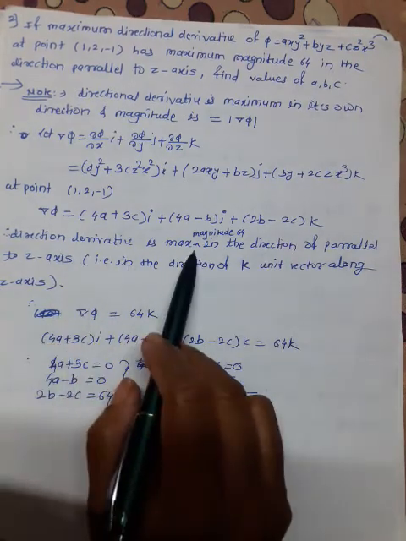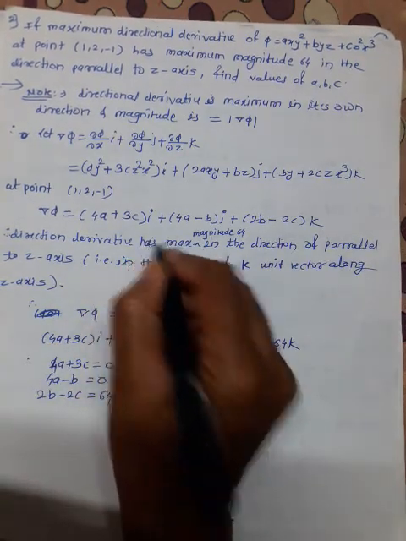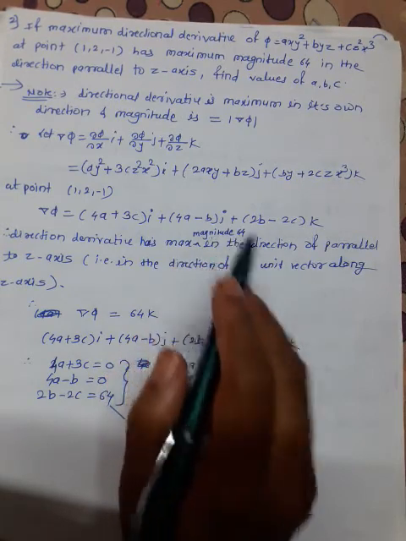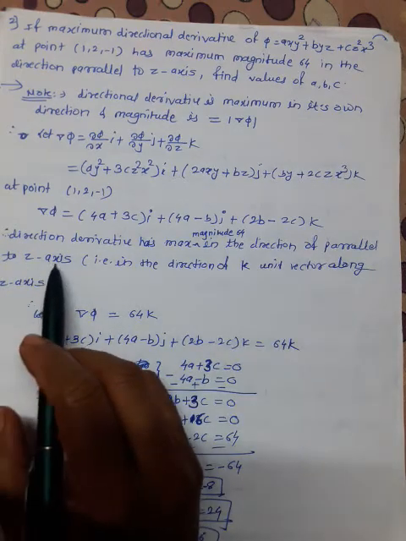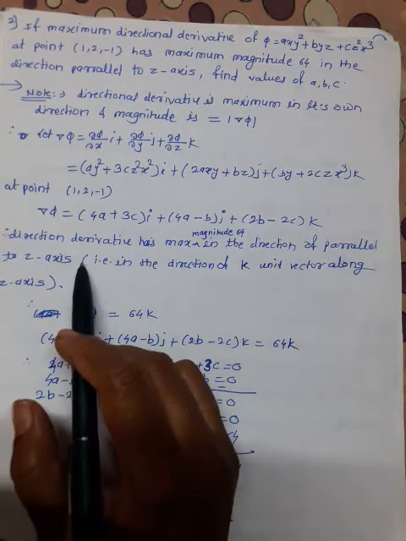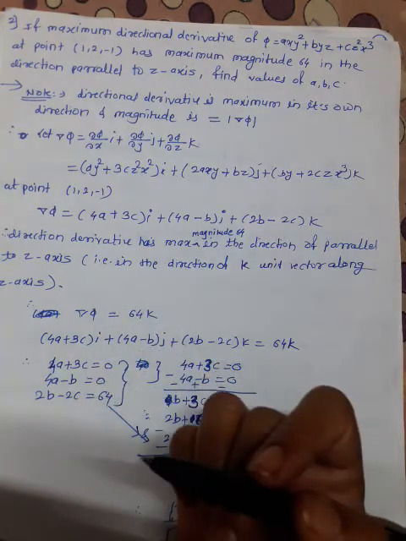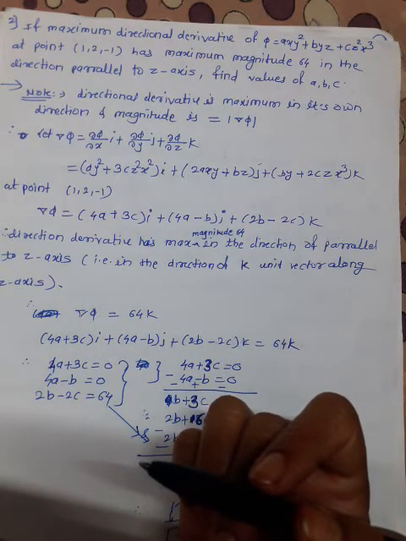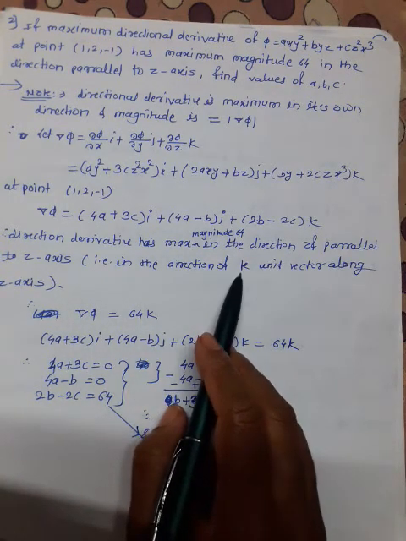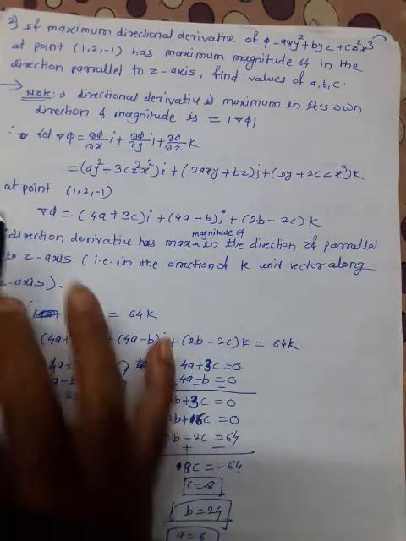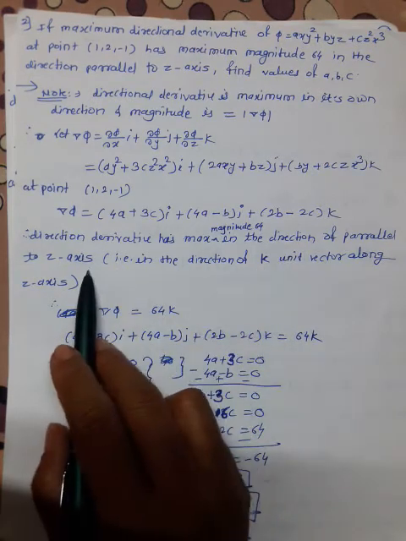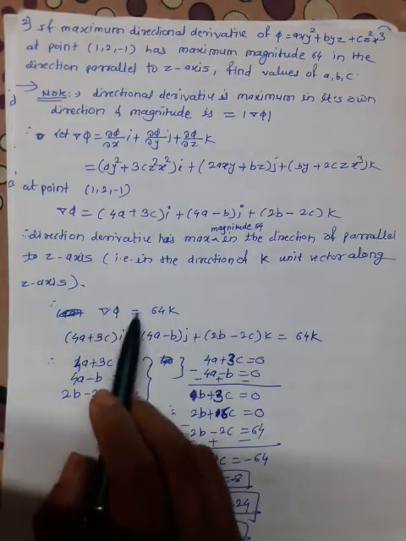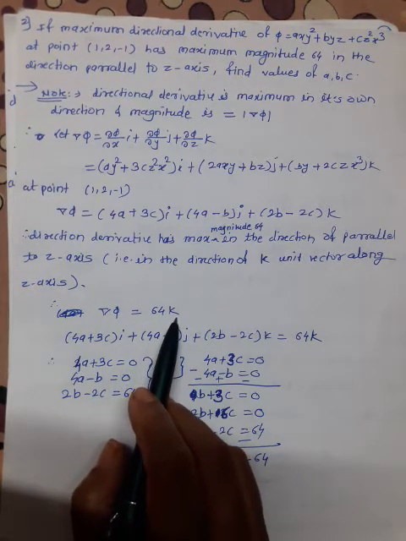Now the directional derivative has maximum magnitude 64. The magnitude is given, which is 64. In what direction is it? In the direction parallel to the z-axis. Now we know, on the z-axis we have one vector, the unit vector k. Therefore this is maximum magnitude in the direction of k, therefore del phi is equal to 64k.